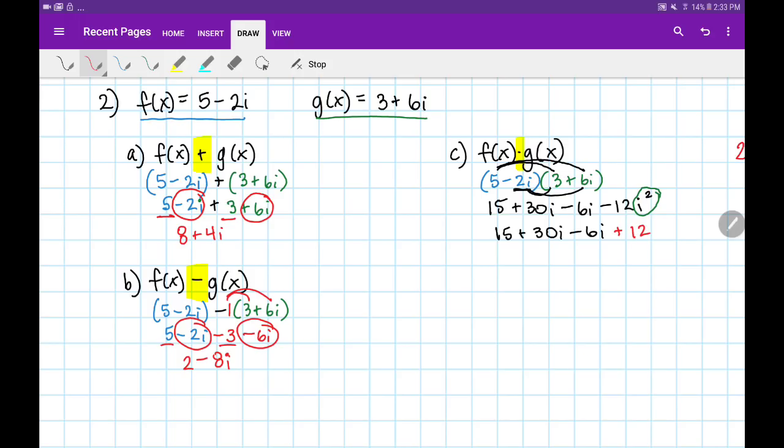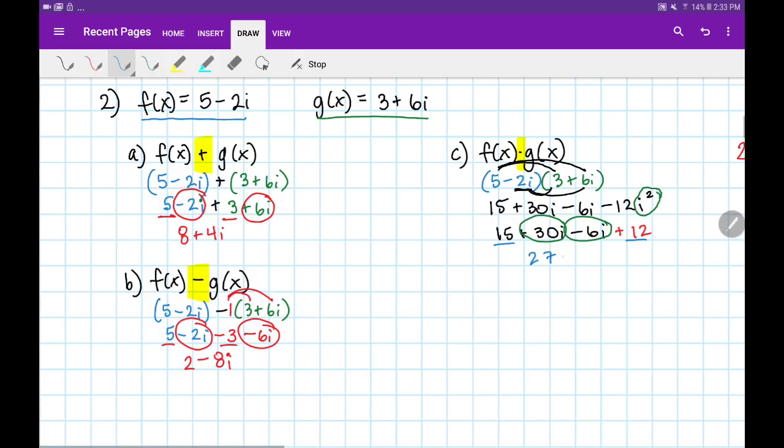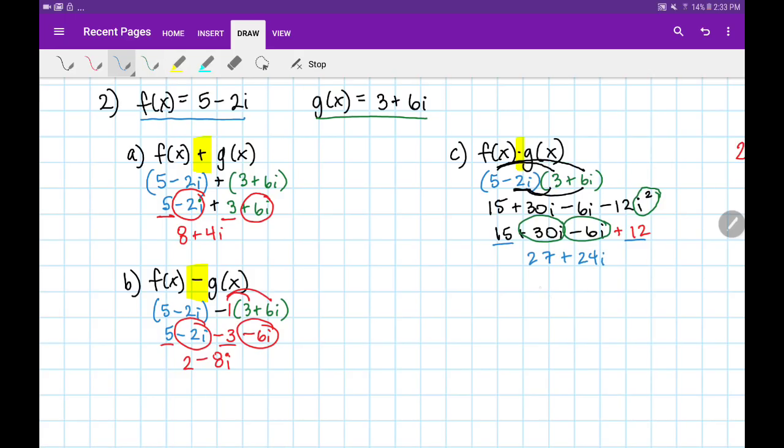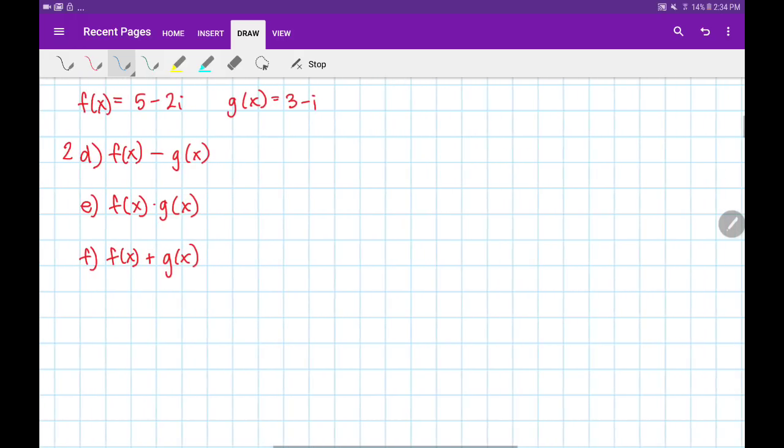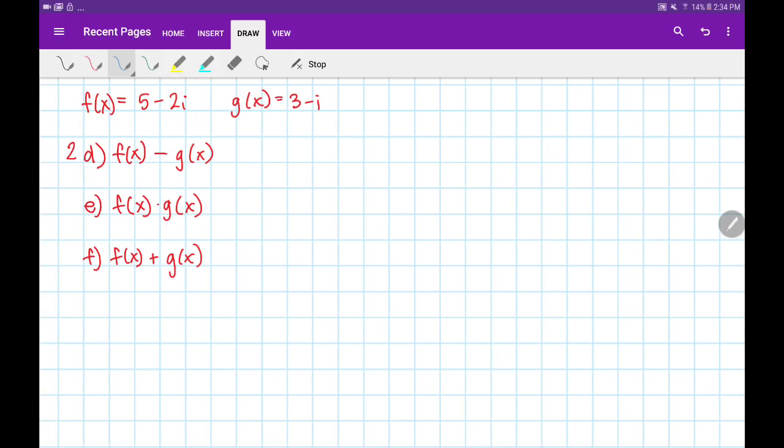Okay, now we can combine our like terms. We're all distributed. We fixed our i squared. So 15 plus 12, these are my like terms, gives me 27. And then 30i minus 6i gives me plus 24i. And there you have it. That's number 2. So the biggest mistake here is to do the wrong operation. If you used my help to guide you through these problems, but now you want to test yourself, see what you're really capable of, go ahead and write these down, okay? Copy down the problem, pause the video, and at the end I'll show you the correct answers.